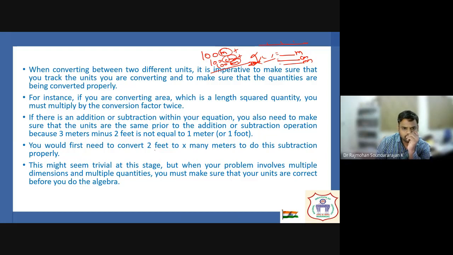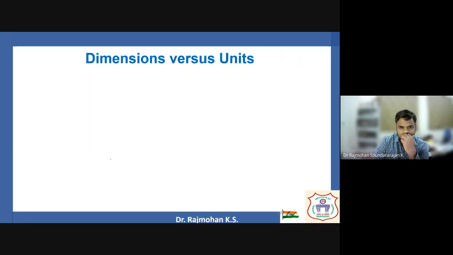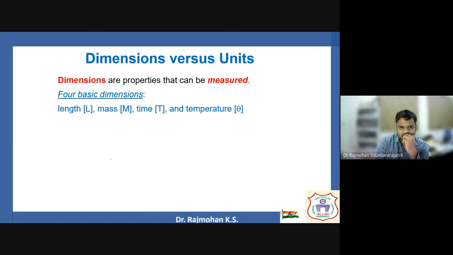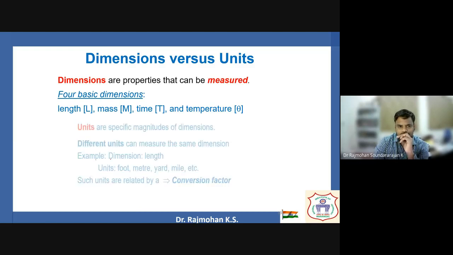See, remember we are explaining all this in detail because these are all trivial. It may look trivial, but if you make a small error here, it may result in big errors in the final calculations. Okay, so if you look at the dimensions, dimensions are the properties that can be measured. Four basic dimensions are length, mass, time, and temperature.